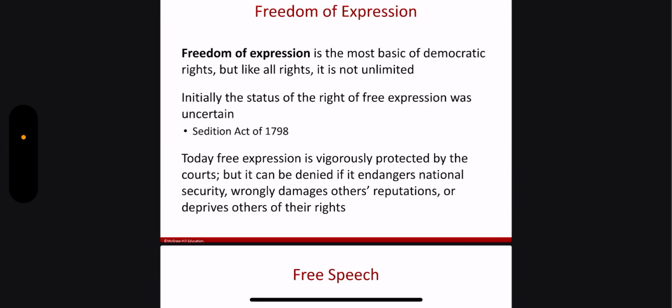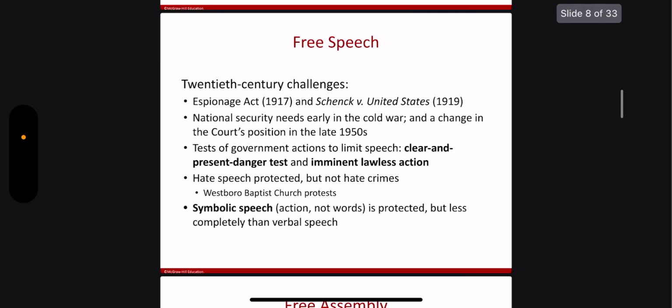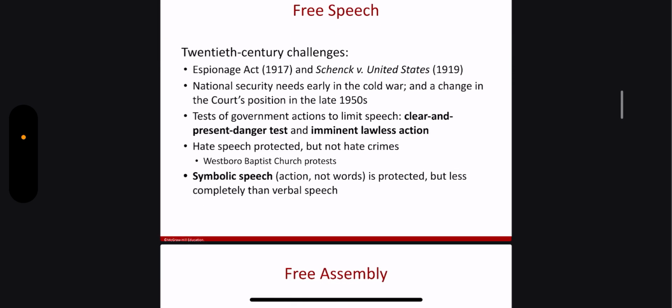Okay, so we're going to talk about some cases in a few minutes that are going to talk about this as well. But the ultimate takeaway of this is that freedom of expression, just like freedom of speech, just like freedom to assemble, all of these things are not absolute. They're not unlimited. In terms of free speech, okay, we've had some 20th century challenges. All right, so in 1917, we have the Espionage Act in Schenck versus United States. In 1919, we have some national security situations.